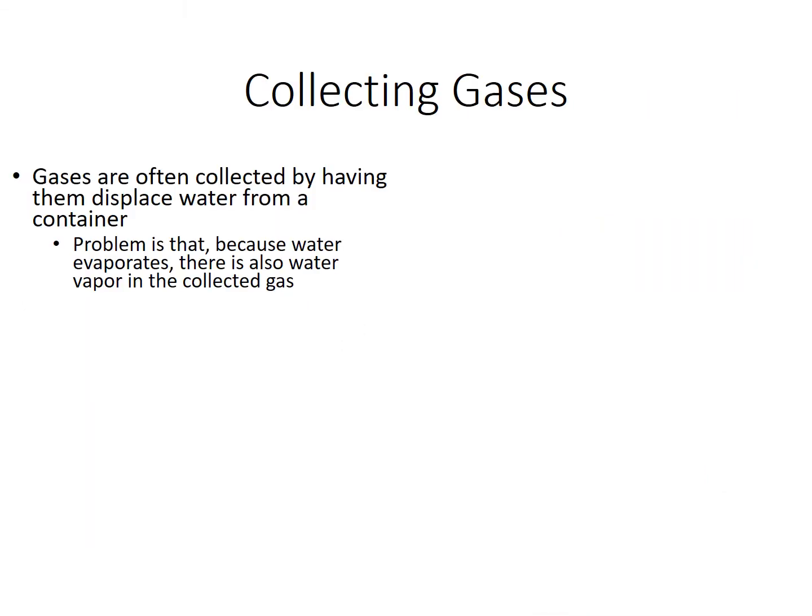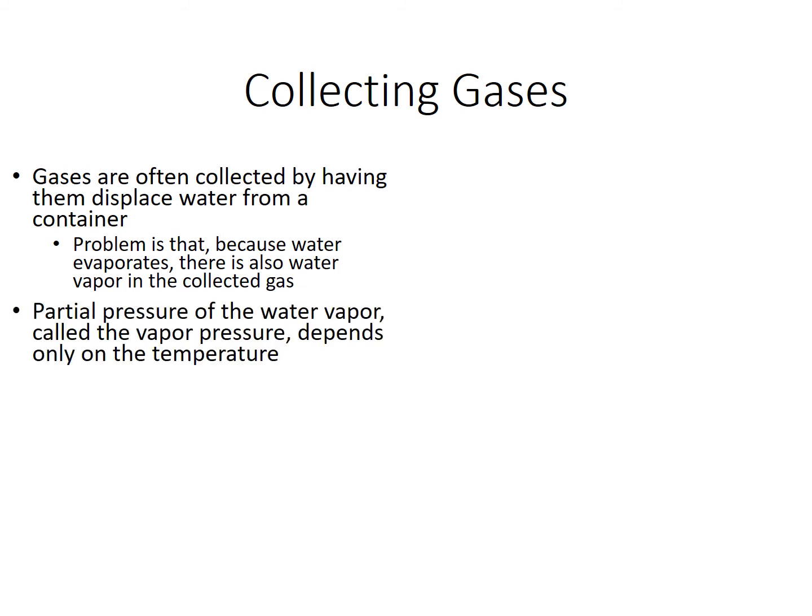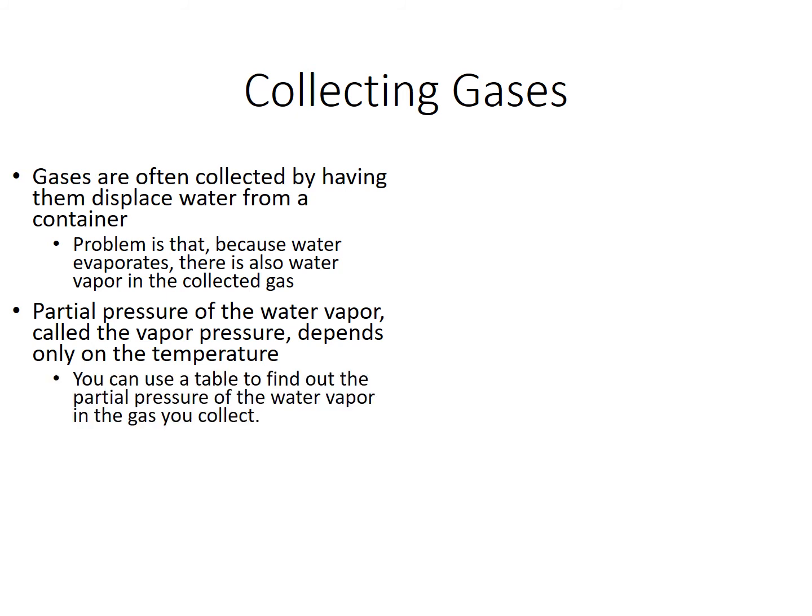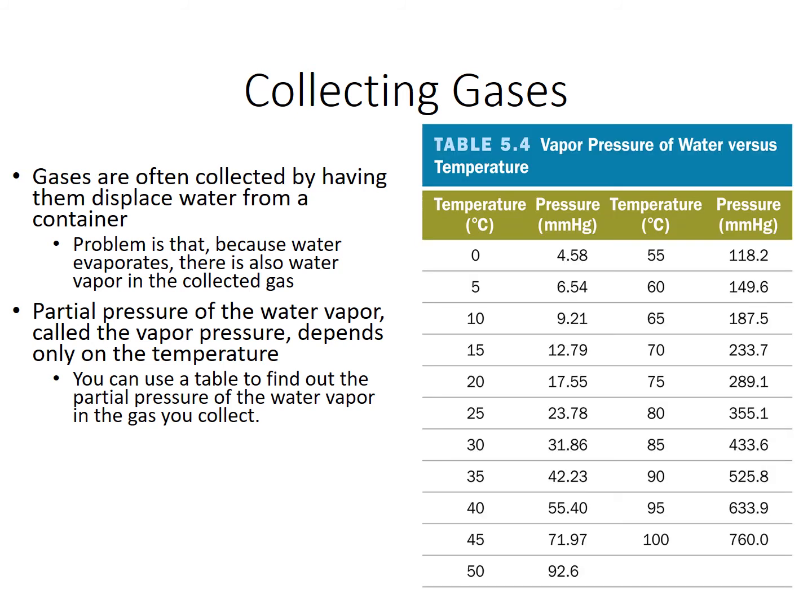So gases are often collected by this displacing of water in some sort of container. Like I said, because water evaporates, you're also going to have some of that water vapor collected. So the partial pressure of the water vapor luckily only depends on the temperature of that water. So we can actually account for that pretty easily if we know the temperature, which we will know. And we can find out by looking at a table what the partial pressure of the water will be. So here's an example of that table.